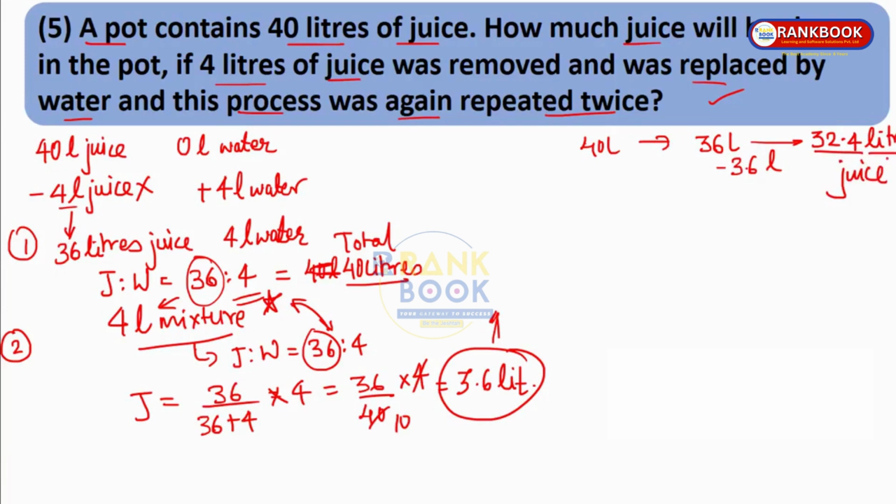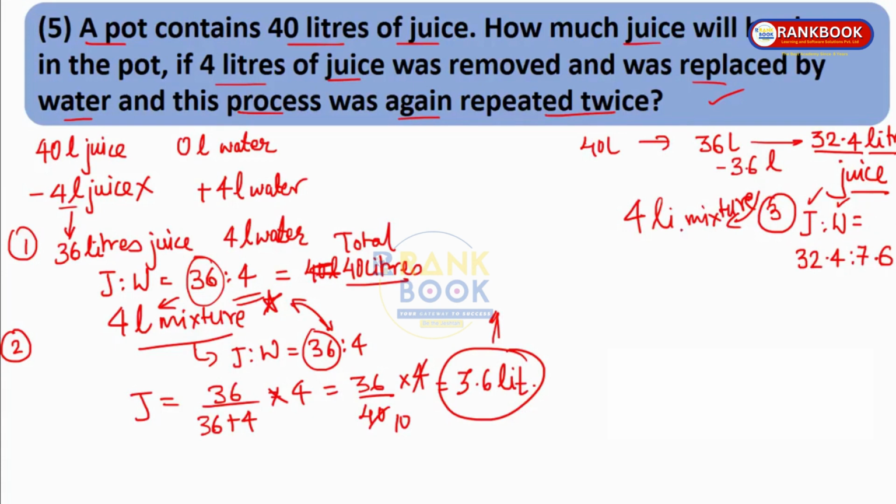Okay, 32.4 liter juice. Now after that again this was repeated third time, 4 liter mixture removed. Now after the second time, amount of juice became how much? 32.4 liters. Amount of water became how much? Rest is the water, right? There is no need to calculate actually the amount of water, but still we'll say it is 7.6 liters. Why 7.6 liters? Because total amount of juice plus total amount of water is equal to 40 liters. Total is 40 liters. So if 32.4 liter is juice, 7.6 liter is water, right?